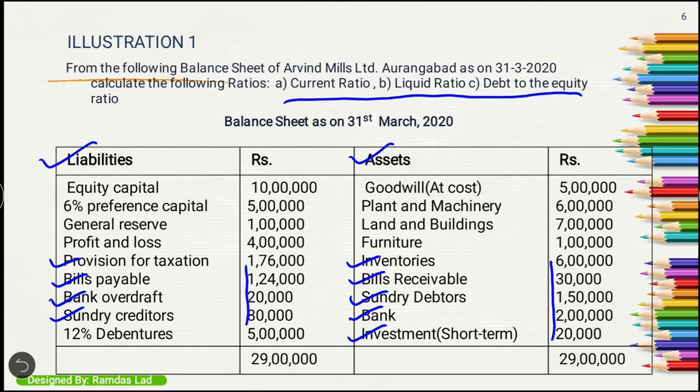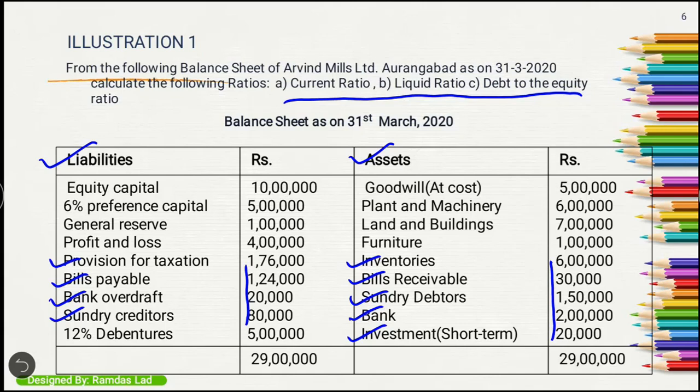Now what is the liquid ratio? How to calculate the liquid ratio? Liquid ratio is equal to liquid assets divided by liquid liabilities. What are liquid assets? Current assets minus stock is equal to liquid assets. And what are the liquid liabilities? Current liabilities minus bank overdraft. So we can get these liquid assets and liquid liabilities.